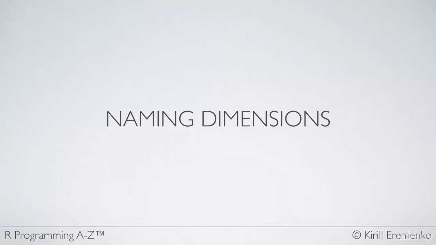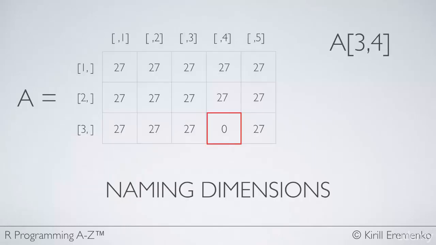Today we've got a pretty cool topic ahead of us. We're talking about naming dimensions. And so what is this all about? Well, let's dive straight into it. Let's imagine that we have a matrix of 15 elements, all these numbers and a 0.